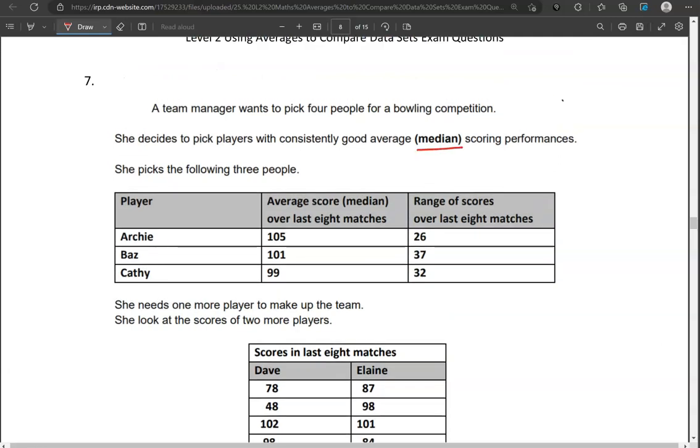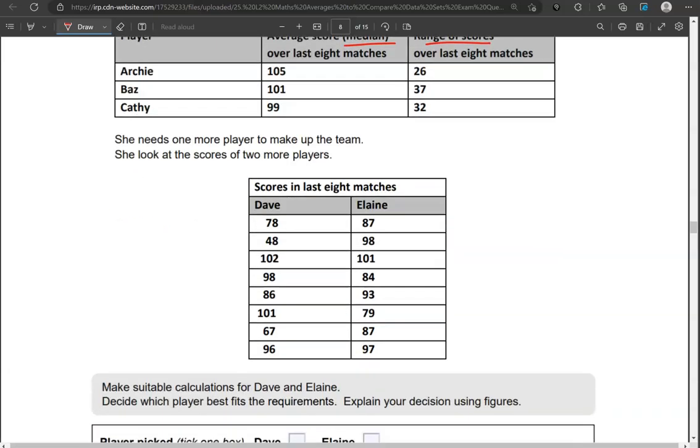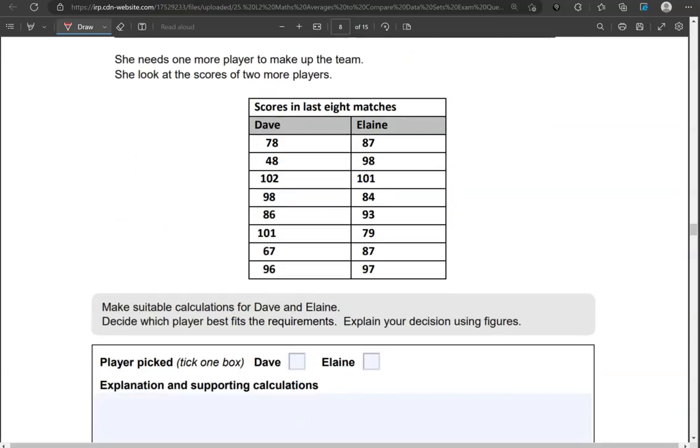So we're going to use median and range, just like these ones. Alright, so for Dave, the range is 102, take away 48.